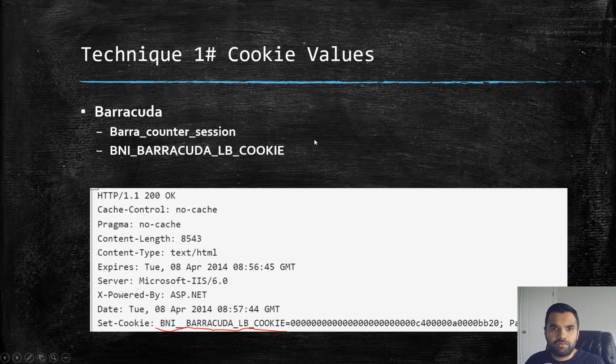Another example we're going to talk about is Barracuda. Here there are a couple of cookie names you can remember if you come across them: barra_counter_session or BNI__BARRACUDA_LB_COOKIE. If you come across any of these names, then you can easily say this is the Barracuda WAF that the application is running.